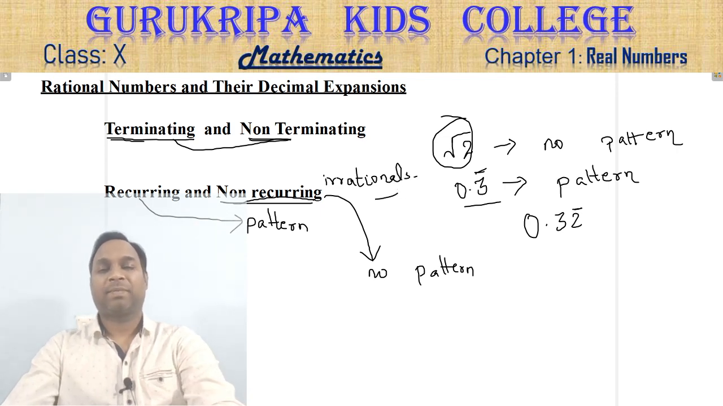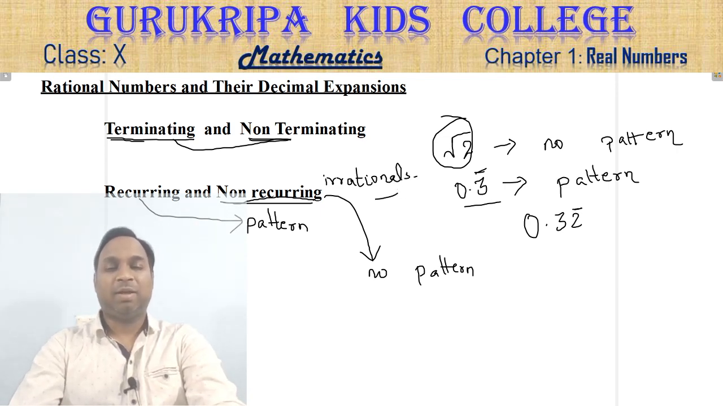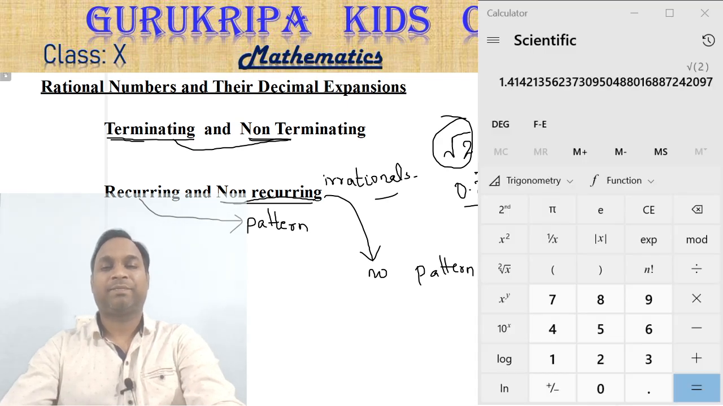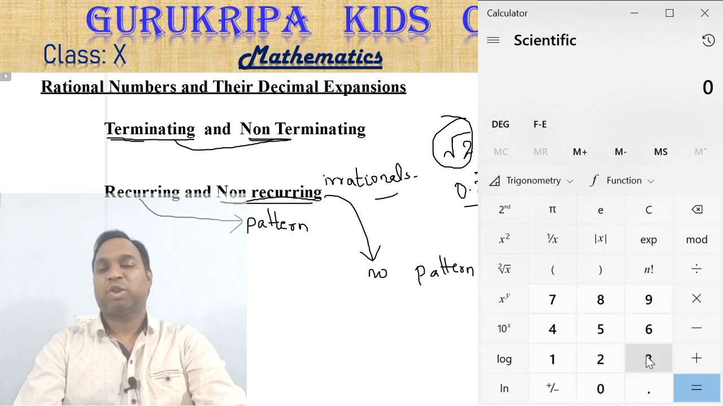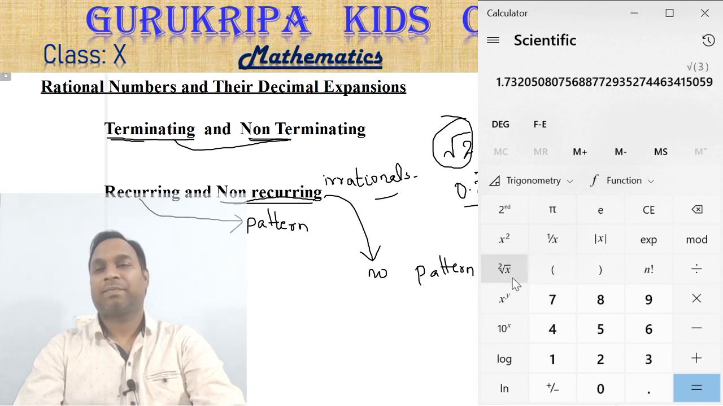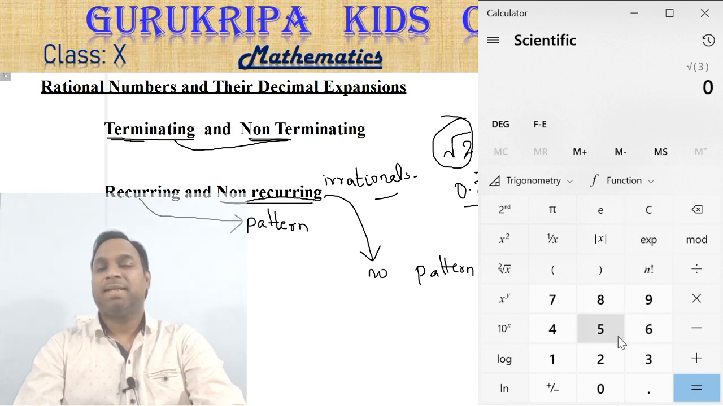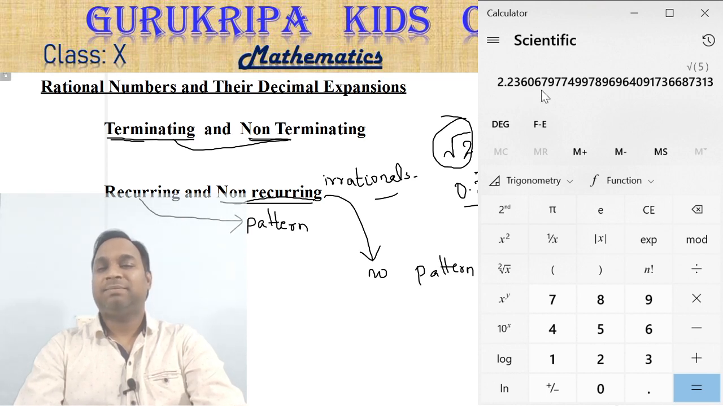Okay, see the calculator once again. All the irrationals that you have seen, all of them are non-recurring. Square root 3, is it terminating anywhere? Never. Square root 5, see, do you see a pattern? No pattern, no end also.